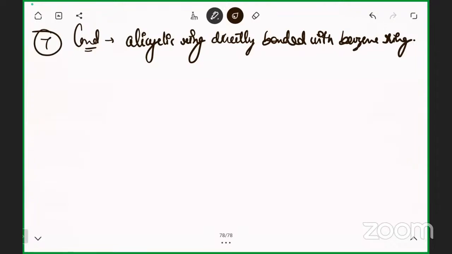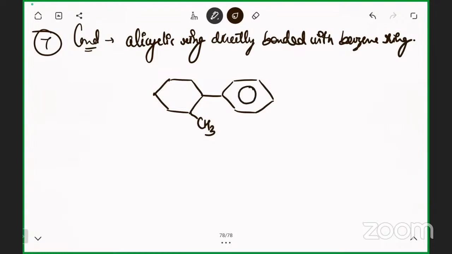So let's do an example. This is the alicyclic ring in which one CH3 group is attached. Along with that, a directly bonded benzene ring is present. And along with the benzene, I'm adding one more group, that is NO2. So in this case, you can see that the alicyclic ring is bonded with a benzene containing the nitro group. Nitrogen dioxide at the end is known as a nitro group. So how do we do the naming in this case?